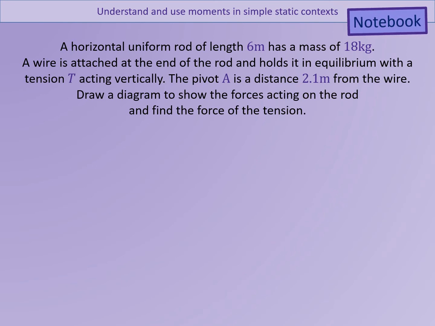Okay, so sticking with your notebooks, just write this question down. A horizontal uniform rod, 6 meters, mass of 18 kilograms. A wire is attached to one end of the rod and holds it in equilibrium. The tension T acts vertically. So if you think about the rod being horizontal, and the wire is attached to hold it vertically. The pivot A is a distance of 2.1 meters from the wire. Draw the diagram, show the forces acting on the rod. So what I'd like you to do is grab the question down in your notebook, pause it, and have a go at drawing it yourself.